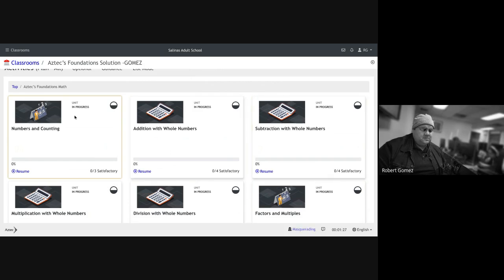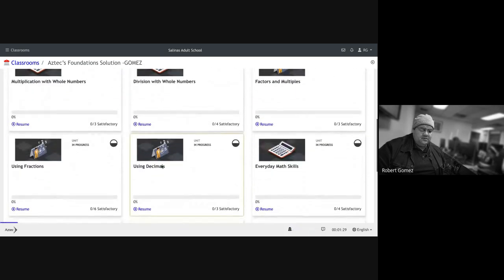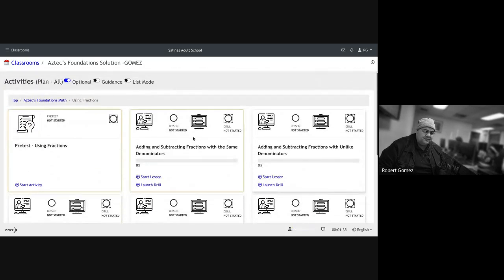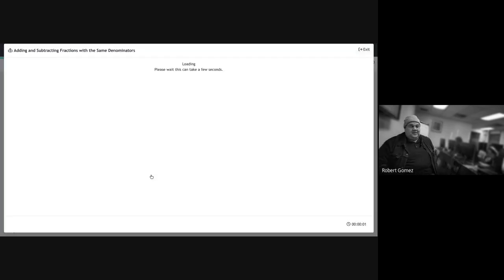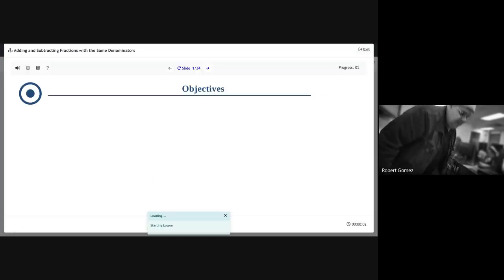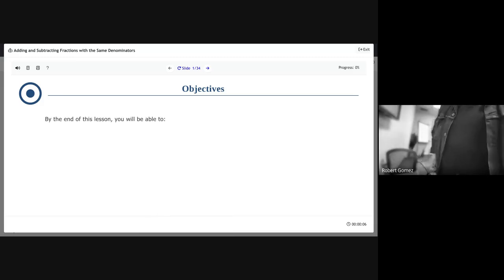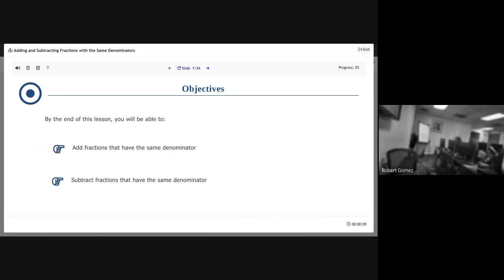Just really quick. So if you guys want to meet me here, I'm going to be in fractions. So we're going to be looking at that today. Now we're going to start in easy mode today with adding and subtracting them. But before we end this lesson, you will be able to add and subtract fractions that have the same denominator.